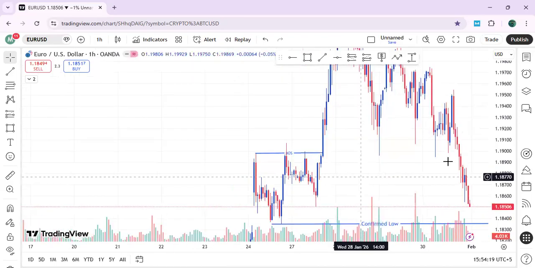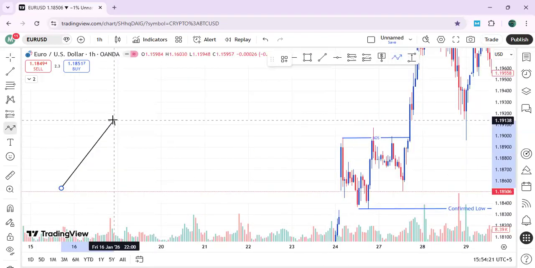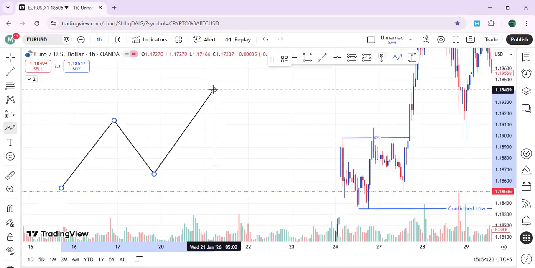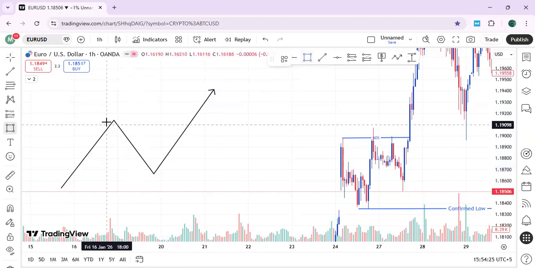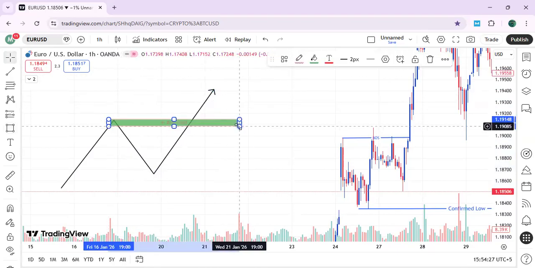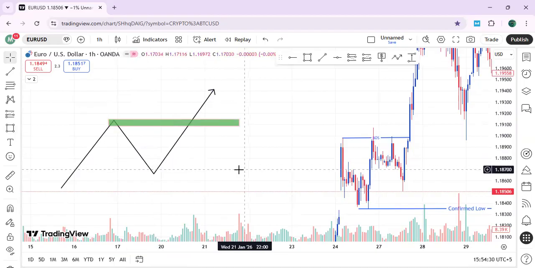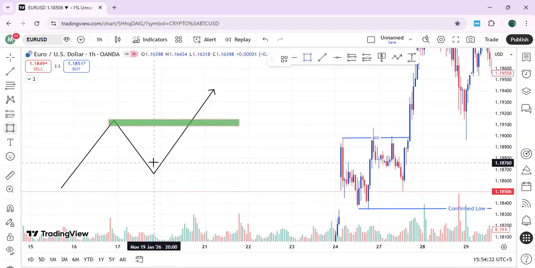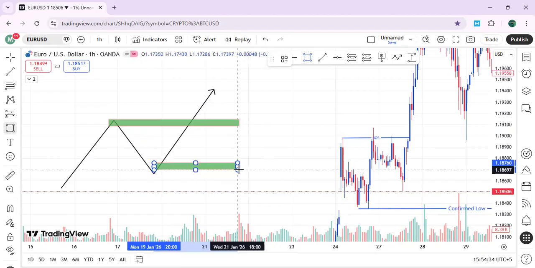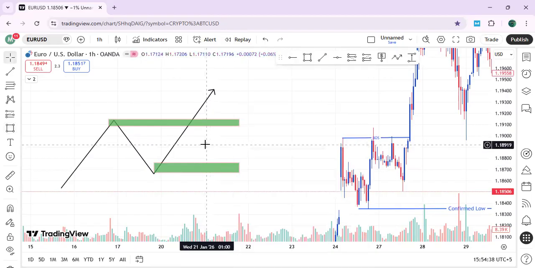So always remember, in a bullish structure we have two points of interest from where we are looking for a trade: the market structure point and the confirmed low point. At that point we will look for a buy trade. We will never ever trade against the trend. We will always follow the trend. Trend is your best friend.